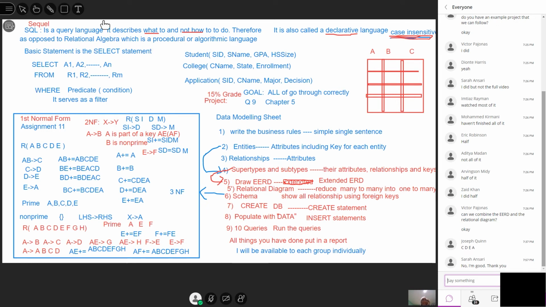One very important thing about this, as I said, is that it is case insensitive. So these are the keywords, let's say select, from, and where. You can write them any way you want. They are case insensitive, but I strongly suggest you put them in capitals so you don't confuse the keywords of the language with what you write.